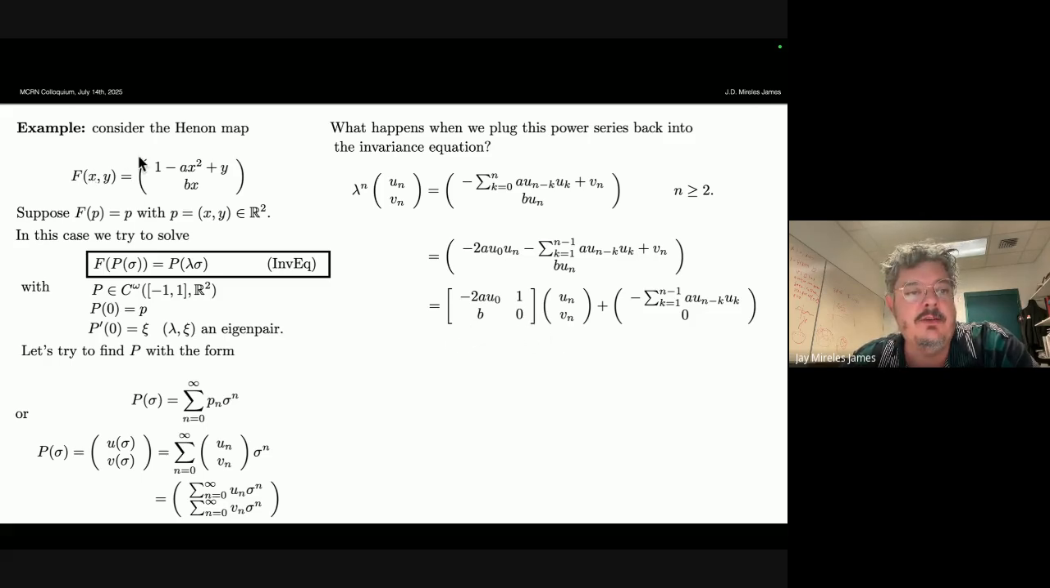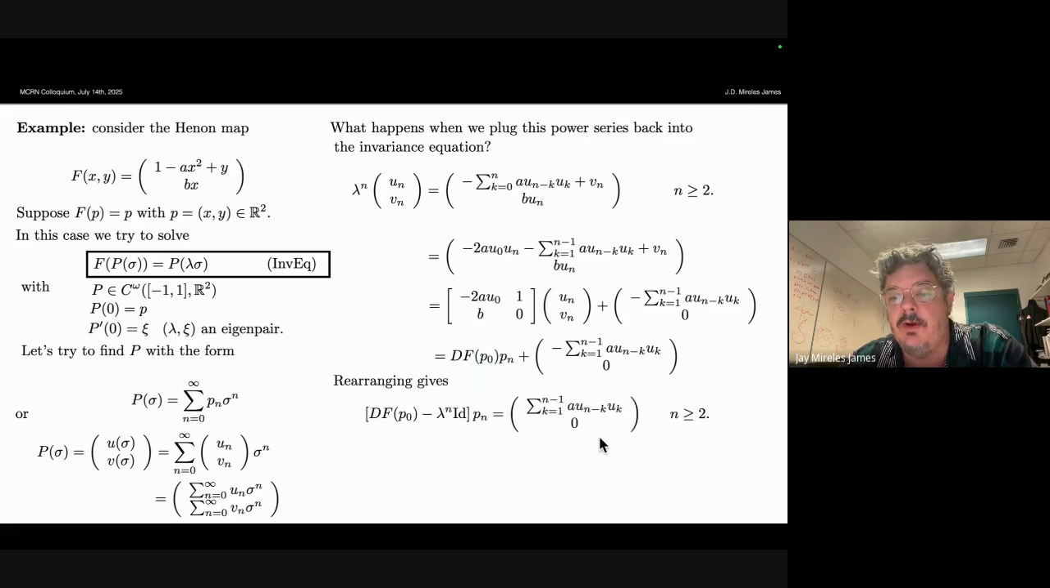This is actually the derivative of f evaluated at our fixed point. The u0, v0, that's actually our fixed point we started with. So this matrix ends up actually being the derivative of our diffeomorphism, which is something kind of nice. And then we have these nonlinear terms and this thing involving the lambda, the products of lambda on the other side. So we'll isolate terms of order n on one side, and we get an equation like this. That's for n greater than or equal to 2.